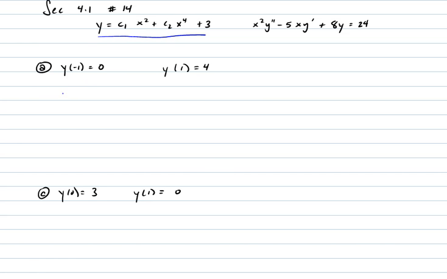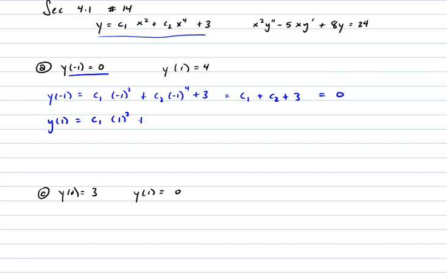So y of -1 is going to give me C1 times (-1) squared plus C2 times (-1) to the fourth plus 3, or C1 plus C2 plus 3, and that needs to be 0 from this condition. And then y of 1 gives me C1 times 1 squared plus C2 times 1 to the fourth plus 3. Again, that gives me C1 plus C2 plus 3, but in this case that needs to be equal to 4.